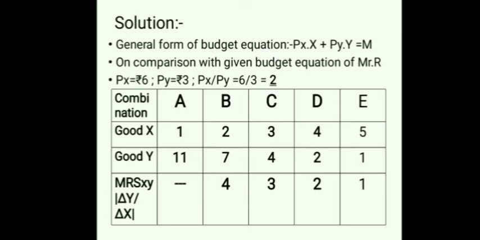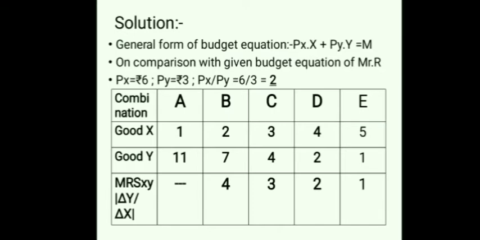What is the formula for MRS of xy? It is actually change in y by change in x, or the absolute value of change in y by change in x. You know, MRS of xy is the slope of the indifference curve and the slope is negative, but we do not take the negative sign for this analysis. Now in the combination A, there is no MRS of xy, because that is the first consumption. In combination B, MRS of xy is equal to 4, in C 3, in D 2 and E 1.